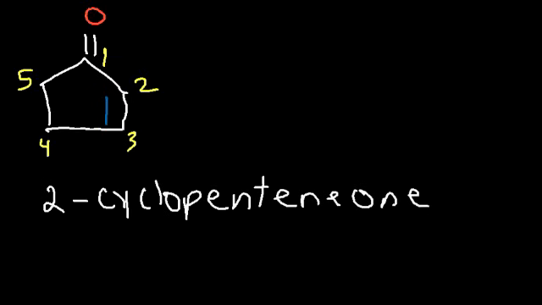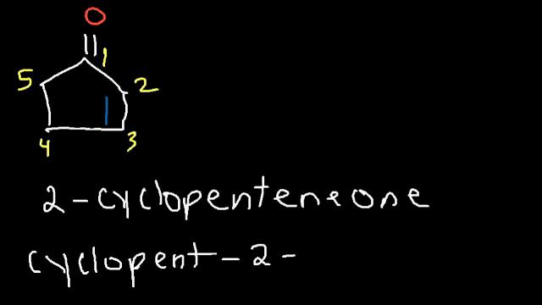Or we can say it's cyclopent-2-en-1-one. So this specifies where everything is. It tells you that the ketone is on carbon 1, the alkene is on carbon 2. It's between 2 and 3, but you pick the lower of the two numbers.